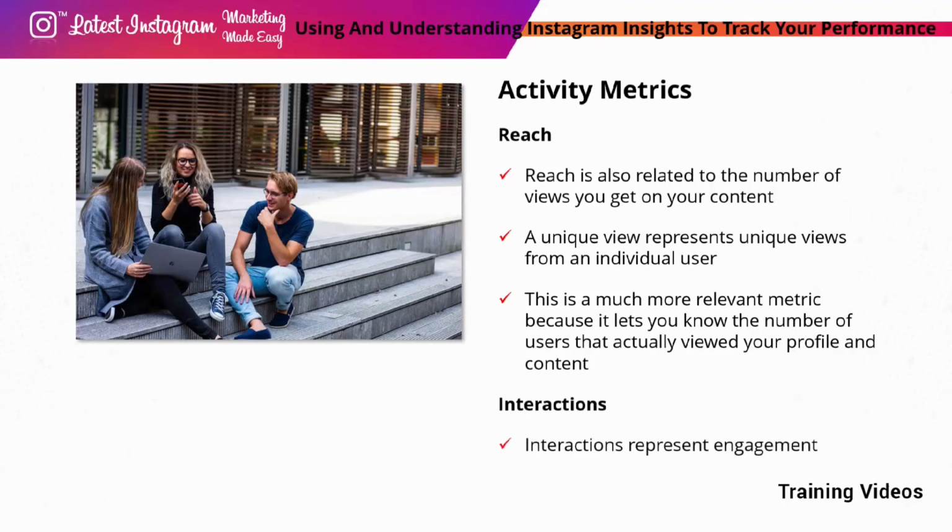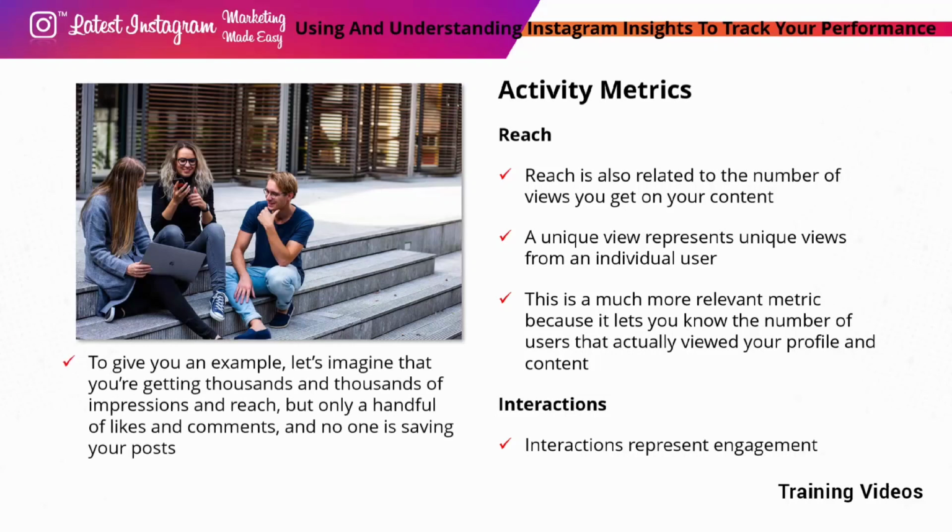Interactions. Interactions represent engagement. This is likes, comments, shares, and saves. This is a much more accurate metric when it comes to determining performance because it lets you know if you're getting a healthy amount of interactions when compared to your impressions and reach. To give you an example, let's imagine that you're getting thousands and thousands of impressions and reach, but only a handful of likes and comments, and no one is saving your posts. This is a signal that you are reaching a good number of people, but that your content isn't engaging enough. On the other hand, if you're generating 1,000 impressions a day and a similar amount of interactions, then it means you're on the right track.